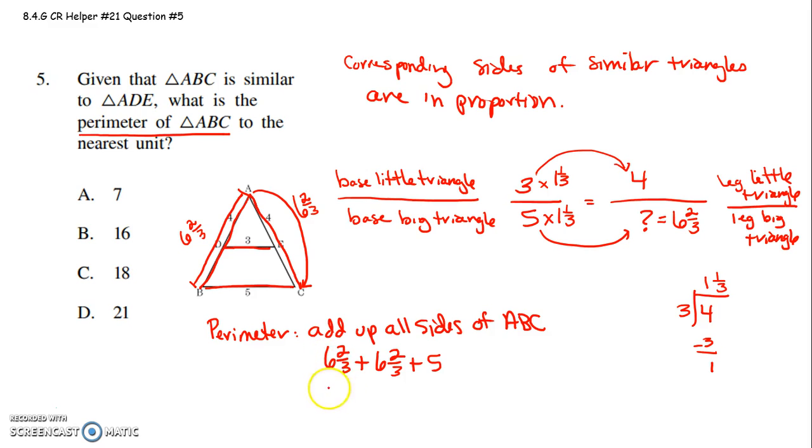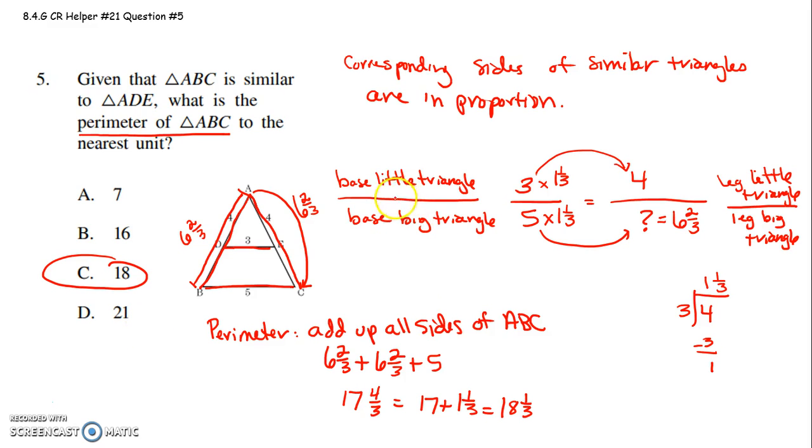All right, let's add these up. 6 and 6 is 12. 5 more is 17. And 2/3 and 2/3 is 4/3. So that's really 17 plus 1 1/3. That gives me 18 1/3. To the nearest unit means the nearest whole number, so that's 18. So the perimeter of the outer triangle, the larger triangle, will be 18.